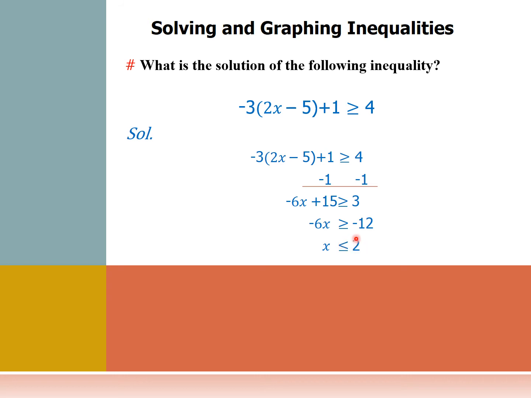We change the sign from greater than to less than because we divided by a negative, as we said in the first part of the lesson. When we multiply or divide by a negative, we should change the sign from greater than to less than, or from less than to greater than. And here's the graph. The solution is x less than or equal to 2, so starting from 2, and because we have the equal sign, a closed circle, going to the left. This is the graph of the solution of this inequality.